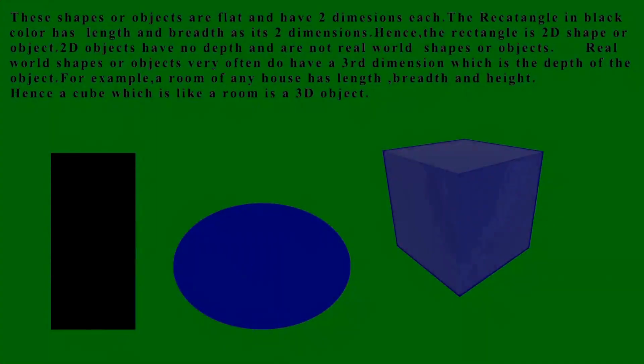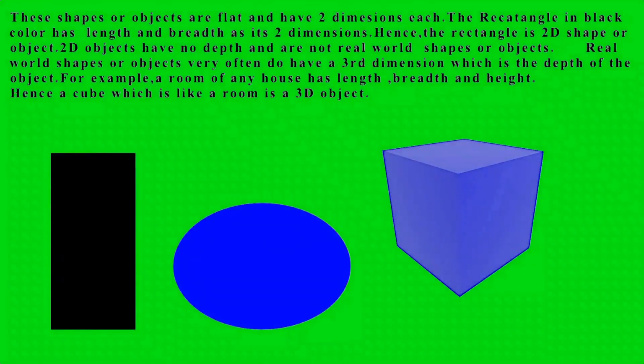This is the foundation of 2D shapes like circle, square, triangle, etc. 2D shapes are flat shapes and have no depth like a paper. But 3D shapes have depth like shapes of objects that we see in the real life. For example, a cube is 3D, but rectangle is 2D. So now, let's open Blender.